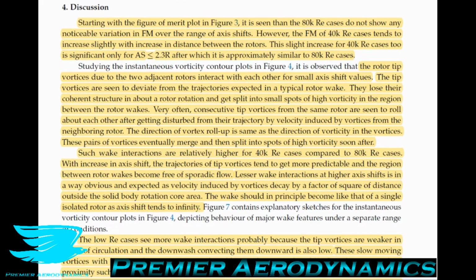So they use their PIV results to look into it. And they say the rotor tip vortices due to the two adjacent rotors interact with each other for small axis shift values. So that's something interesting to note. There are tip vortices that occur from rotors because you're producing a lot of lift or thrust at the tip. And then you're producing these vortices because of the pressure differential. And then these two vortices are interacting with each other.